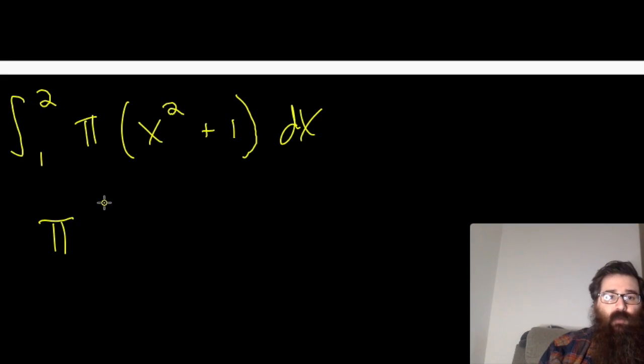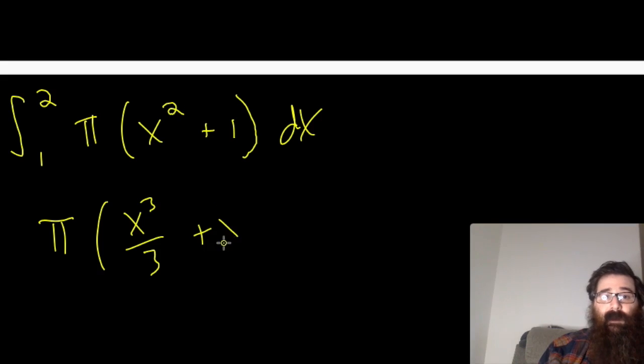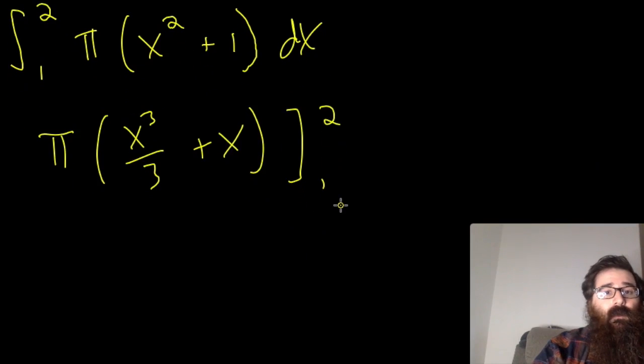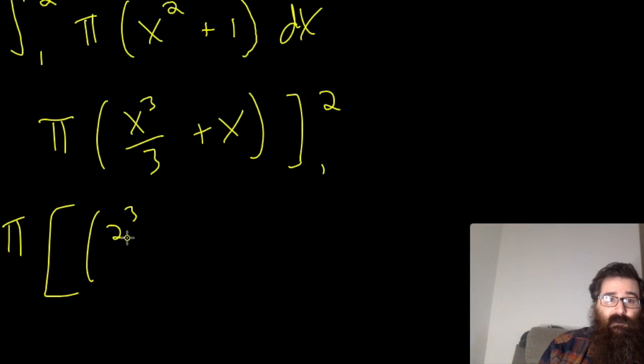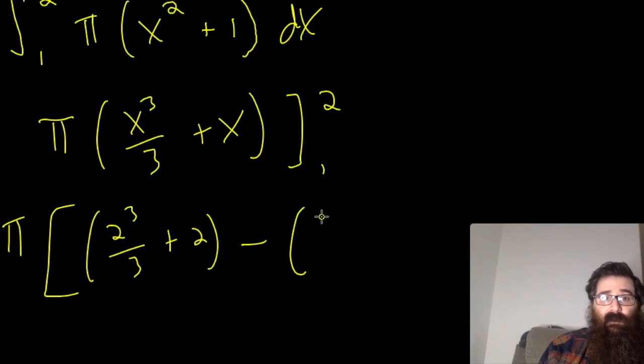I was ready to integrate this ever since Calc 1. If I integrate x squared, gives me x cubed over 3. If I integrate 1 with respect to x, gives me x. And this is from 1 to 2. Now I'm ready to evaluate. So pi is in front. I plug in 2 for x. I get 2 cubed over 3 plus 2. I want to subtract away from this. When I plug in 1 for x, I get 1 cubed over 3 plus 1.